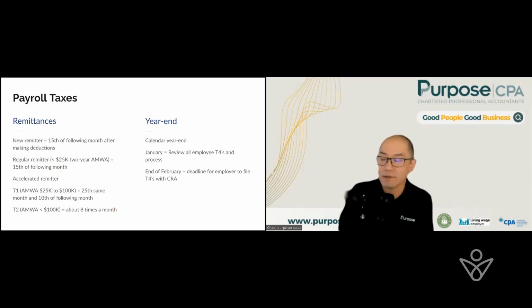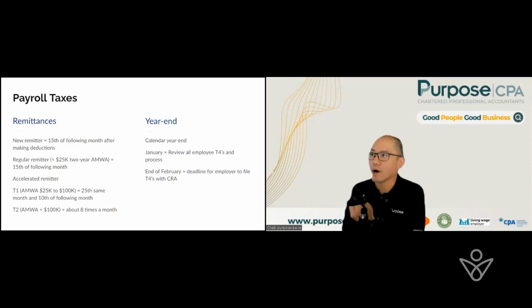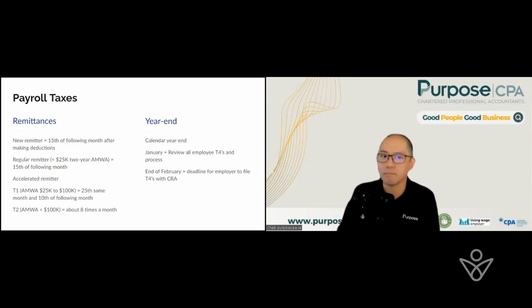At year end is a big process too. At year end, T4s are necessary. Employees have to report for their own personal taxes, and employers have until the end of February to produce all the T4s, make sure they're all correct, reconcile it, and submit it to the employees, as well as submit it over to CRA. So quite a bit of administration responsibility by the employer.